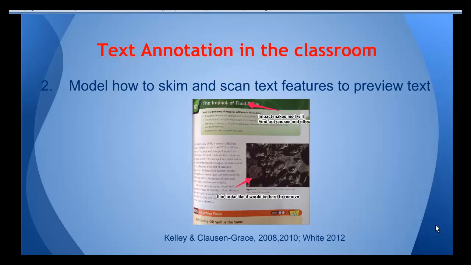Once students are able to identify the purpose of text features, educators should next model for students how to use them to skim and scan a text. As each text feature is identified, students are encouraged to make predictions about content and generate questions based on those textual clues. This is kind of like a guided text walk, and it allows readers to focus on the organization of information and make predictions about what they're going to be learning. This strategy has also been found by Kelly and Clausen-Grace, 2002, to help front-load vocabulary and concepts, activate background knowledge, and establish a purpose for reading.